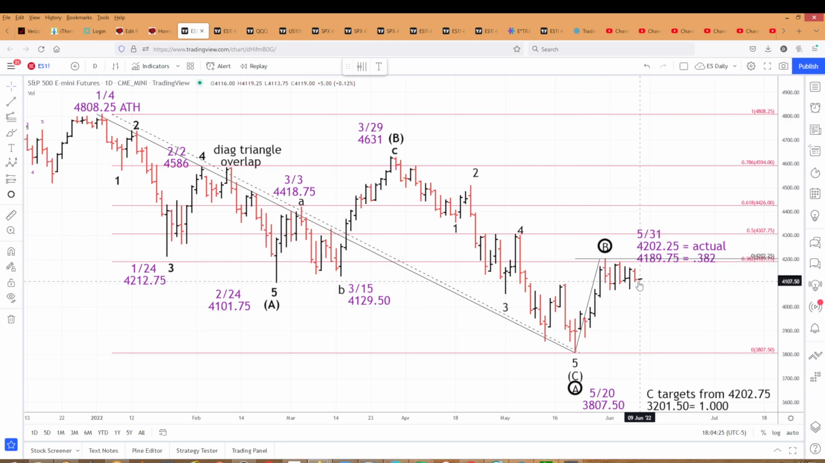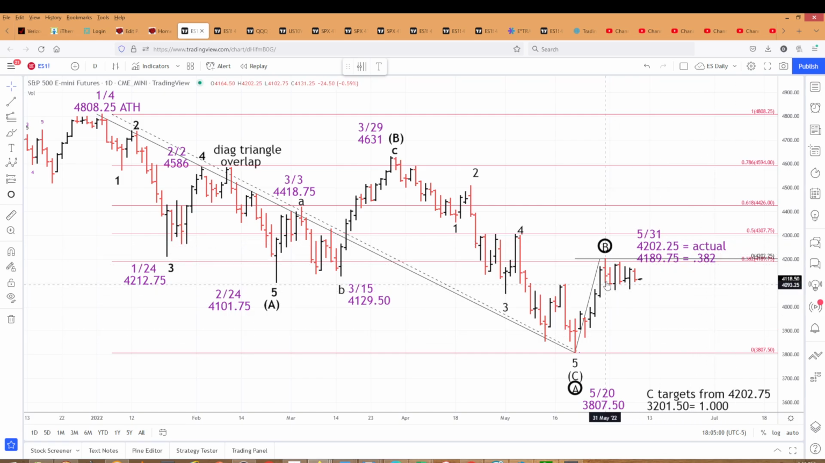If this makes a 4 and then a higher 5, that'll create the complexion for wave B being a 5 up, 3 down, 5 up affair, and B will top up here, somewhere higher. We've got to see the 3 down first, but we're not even done with the 5 up, if that makes any sense. If it just stays here, because it has achieved the 382 retracement, you can see it was 41.89 and it's at 42.02 and a quarter. So that 42.02 and a quarter is very, very critical.